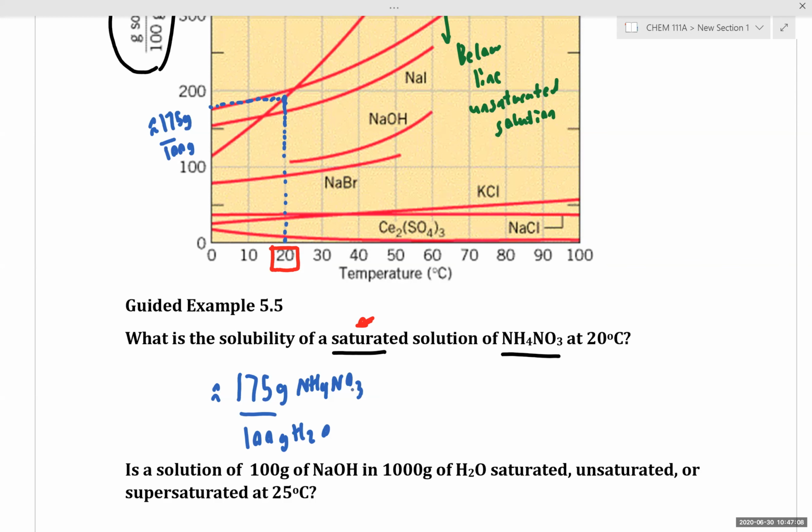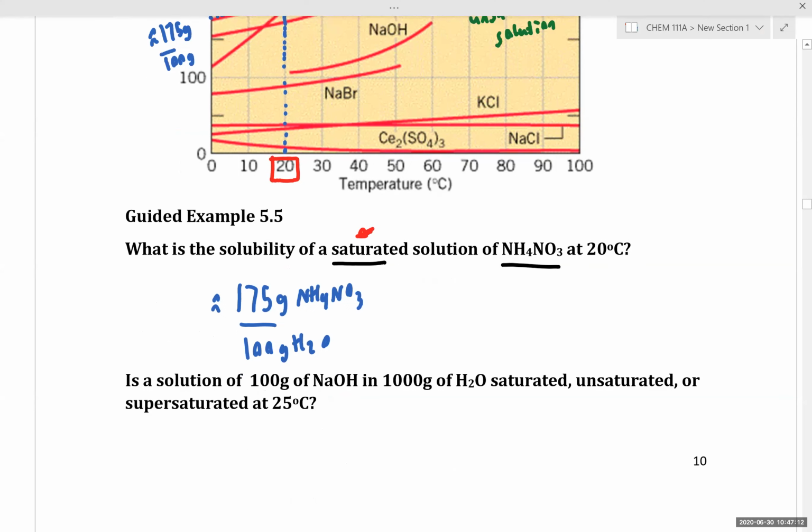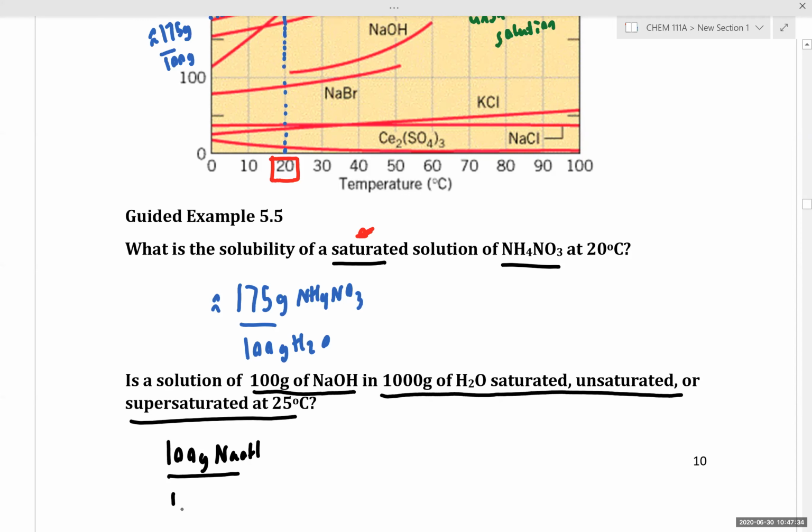Okay, so let's look at another type of problem involving solubility curves. We're asked, is a solution of 100 grams of sodium hydroxide and 1,000 grams of water saturated, unsaturated, or supersaturated? So we're asked to figure out, is this solubility above or below the line? Okay, so I'm going to write out my units. I have 100 grams of sodium hydroxide for every 1,000 grams of water.